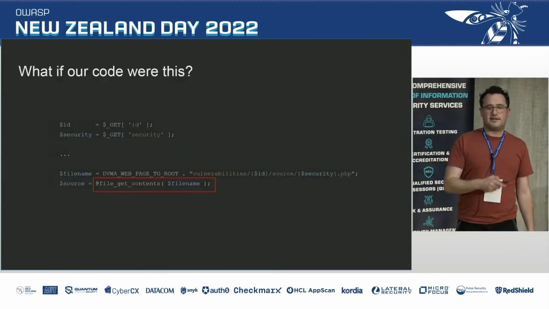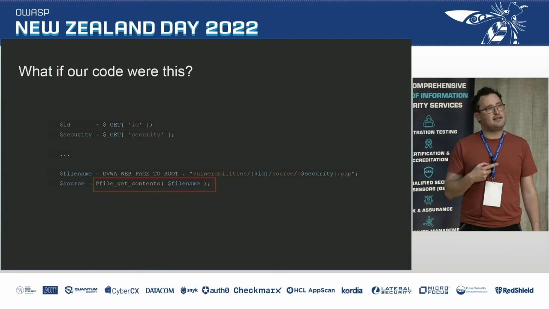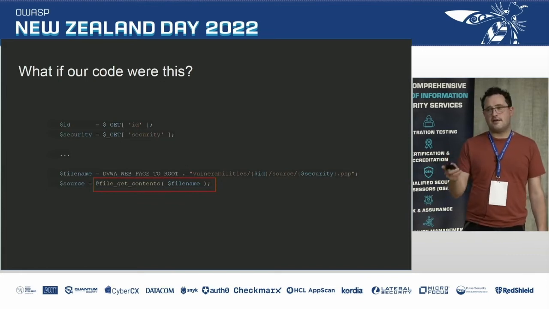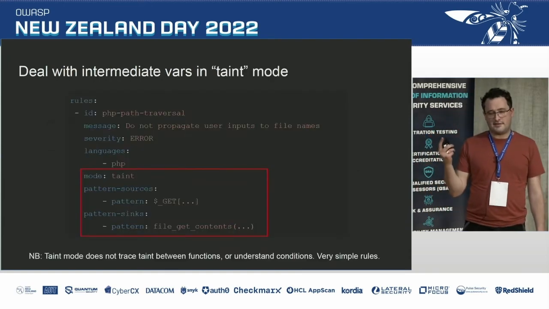There's a little issue with this. What if our code looked like this instead? Instead of taking that user input, putting it directly into file get contents, I've actually constructed the file name as a separate line there. This wouldn't match anymore because it doesn't look enough like what we did. So the solution that Semgrep has for this is called taint mode.